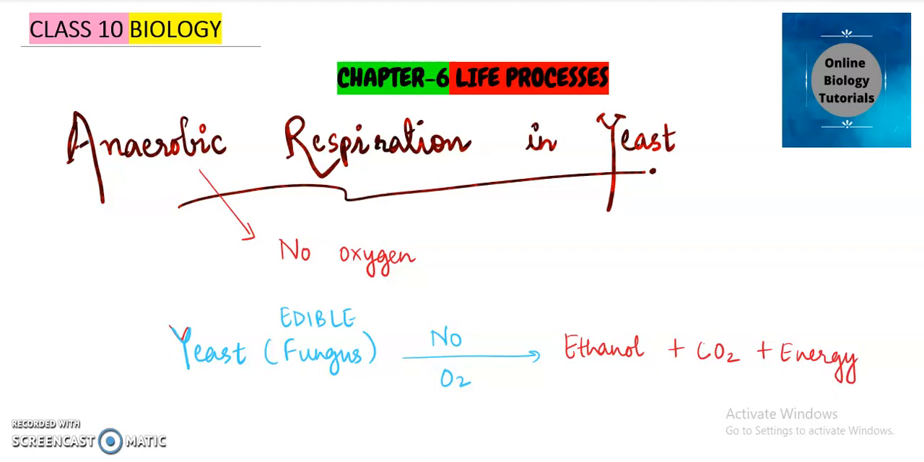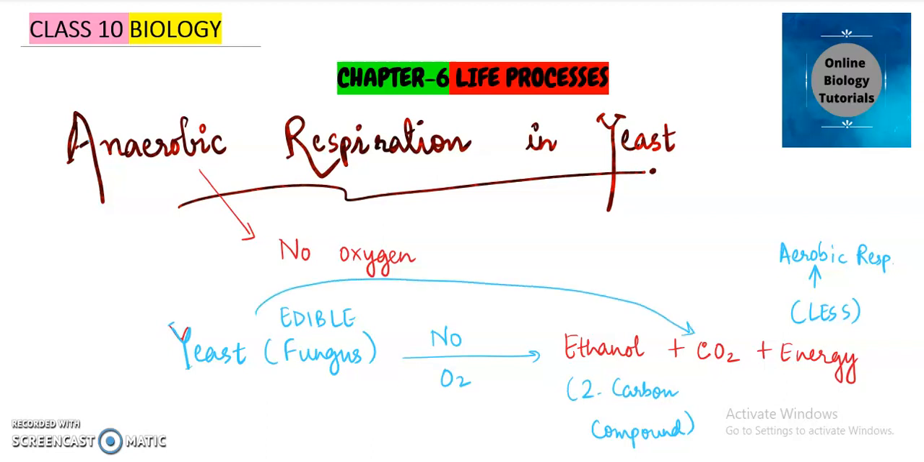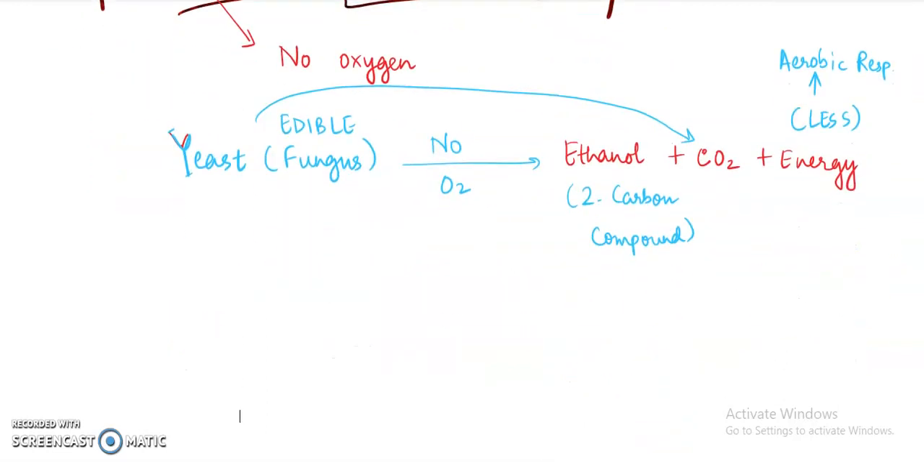Remember, the energy that will be produced in the case of anaerobic respiration is always less in comparison to aerobic respiration, right? Anaerobic respiration always produces a smaller number of ATP in comparison to the aerobic one. Now here you need to learn that ethanol is a 2-carbon compound. 2-carbon compound means it just contains 2 carbons in it. And when yeast does respiration, it also gives out carbon dioxide, right? So these products you have to learn.